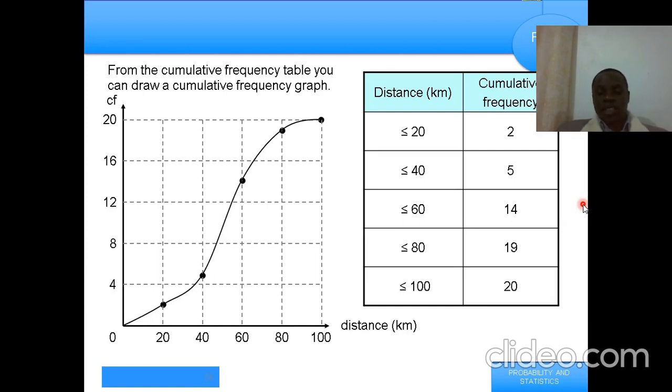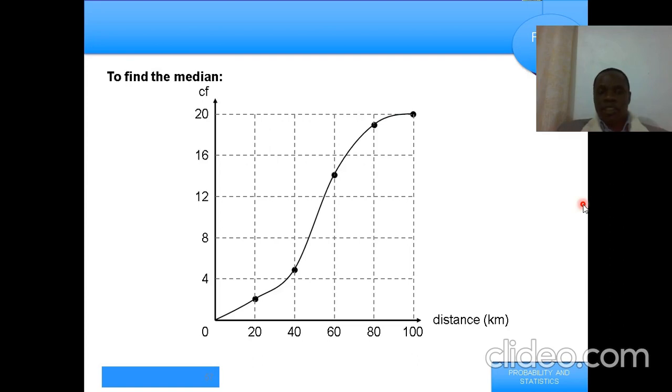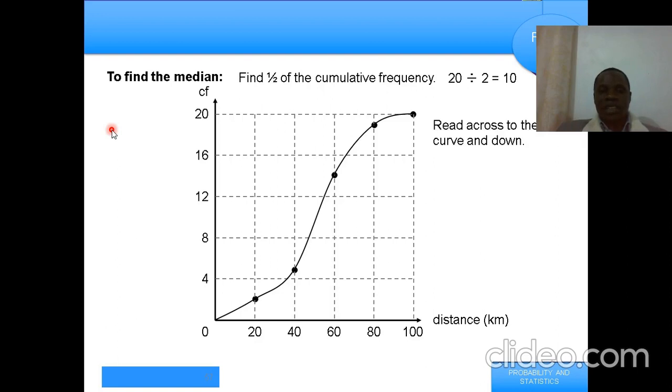Now, there are certain things we can do on this graph. The first thing is to find the median. We said when your cumulative frequency comes to 20, then your median is at 10, because it's half of 20. So you have 10, and you read across. When you hit the curve, you go down and get the number that shows down there. The median in this case is 51.